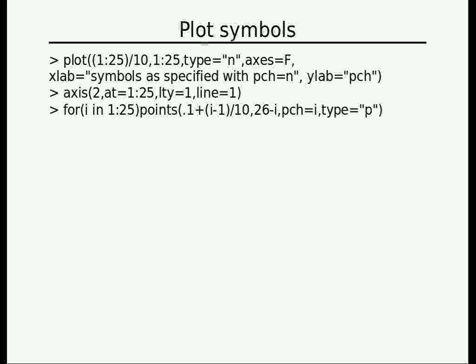An axis argument of 1 would signify the lower axis. An argument of 2 signifies the left axis. One sees that the type is p for point rather than n for nothing. The pch argument identifies the specific plotting symbol. According to the plotting character value, one can see that a simple analytical expression defines its position. This permits the control about which I spoke earlier.